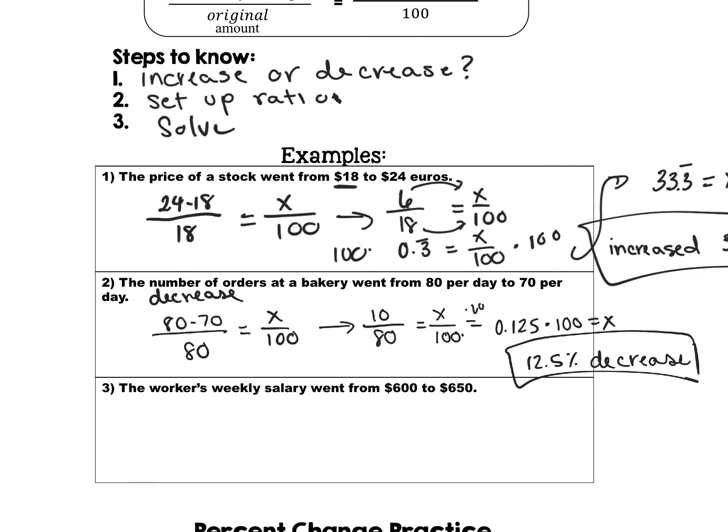And then finally, the worker's weekly salary went from 600 to 650, so they had an increase, and we need to figure out by what percent. So 650 minus 600 gives us 50 over the original 600, and I know I'm going to end up multiplying that by 100 because of the way we set it up, and that should equal x. So 50 divided by 600 leaves us with 0.083 repeating, and we multiply that by 100.